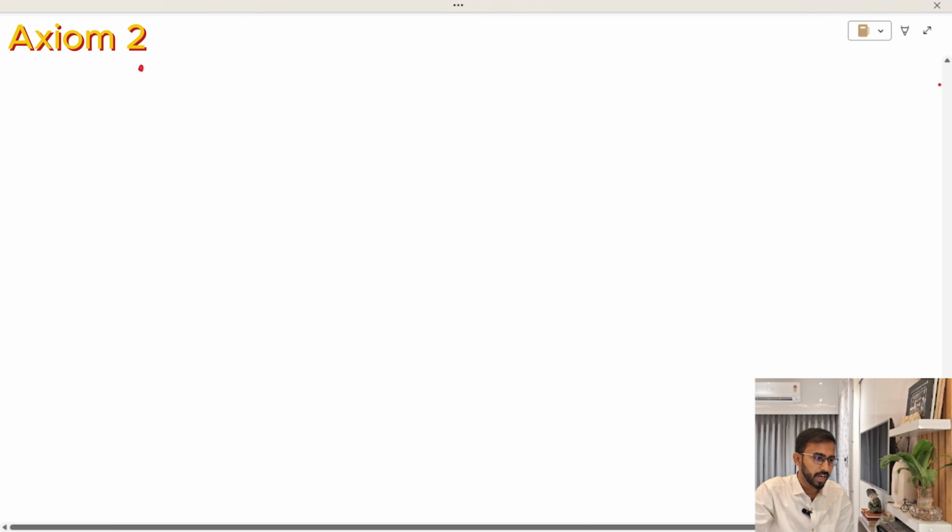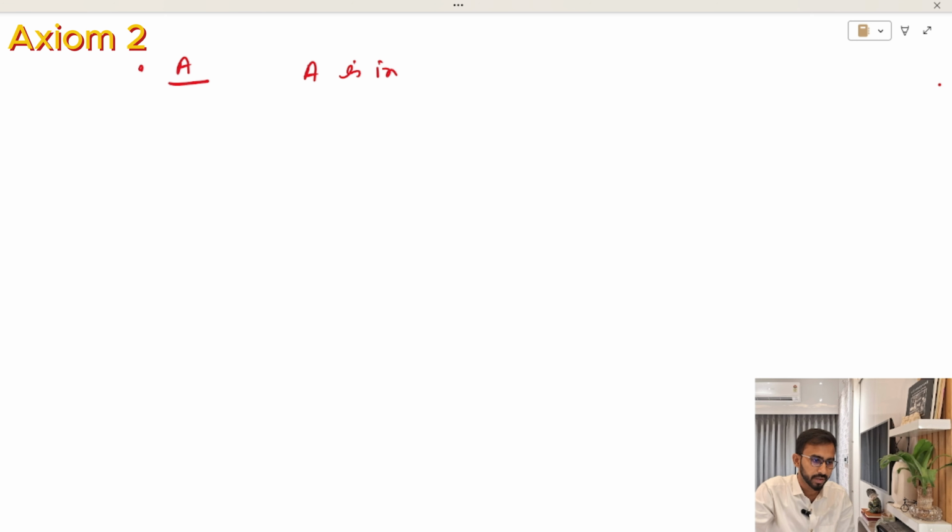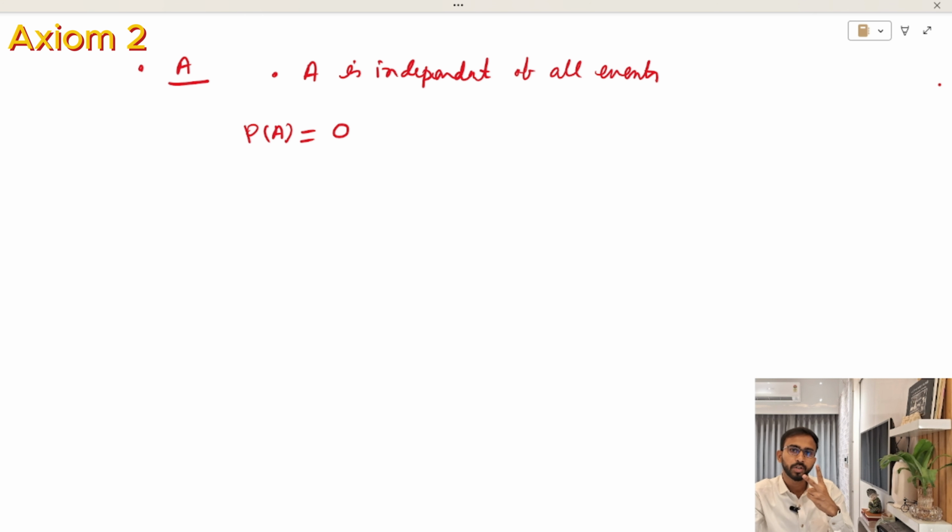Suppose we have an event A. If event A is independent of all events, then there are either one of these two cases. Number 1 is probability of A is equal to 0, or number 2 is probability of A is equal to 1. So if an event is independent of all events, then either the probability of that event is 1 or the probability of that event is 0.